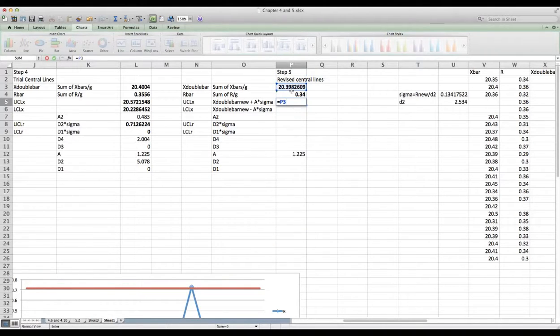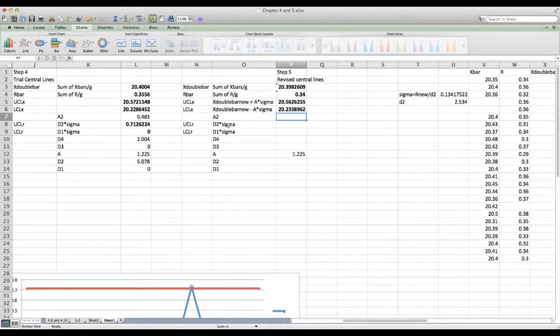Got it. Okay, so I'm going to calculate the upper control limit, and take this value, this value, plus this A value here times D2. I'm all over the place. Times this sigma value. Okay, we do the same thing here. P3 minus the sigma value times A. Okay, got it. Check, check, check, check.